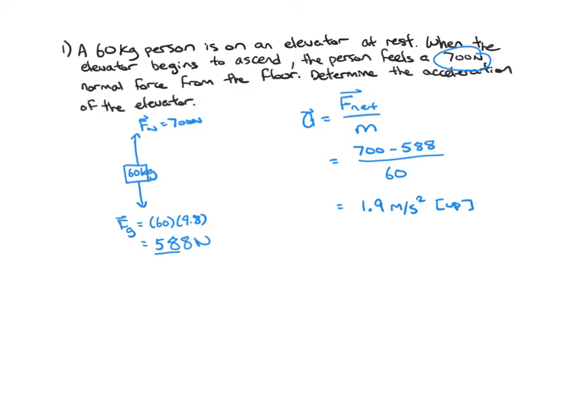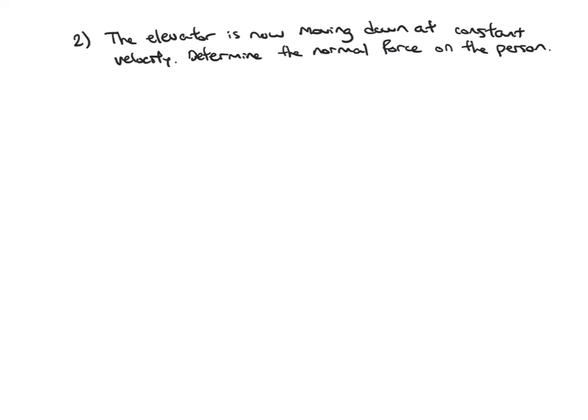All right, so that's one example. We're going to keep going here. Number 2 says the elevator is now moving. Actually, there's a mistake there. That should say up. The elevator is now moving up at a constant velocity. Determine the normal force on the person.